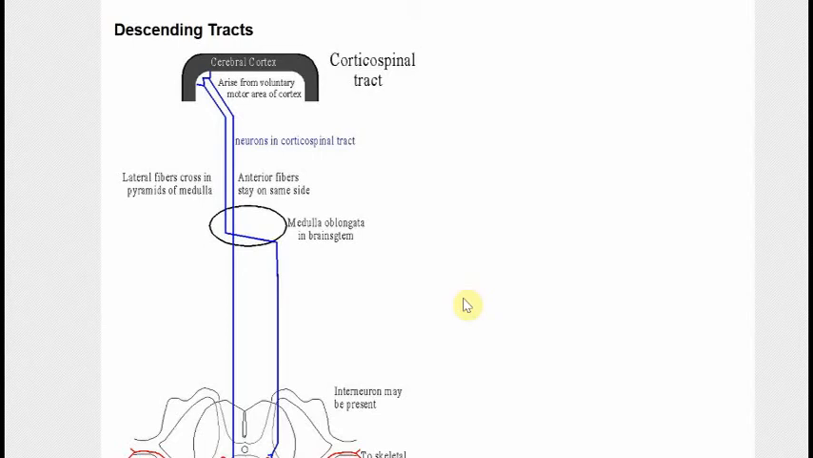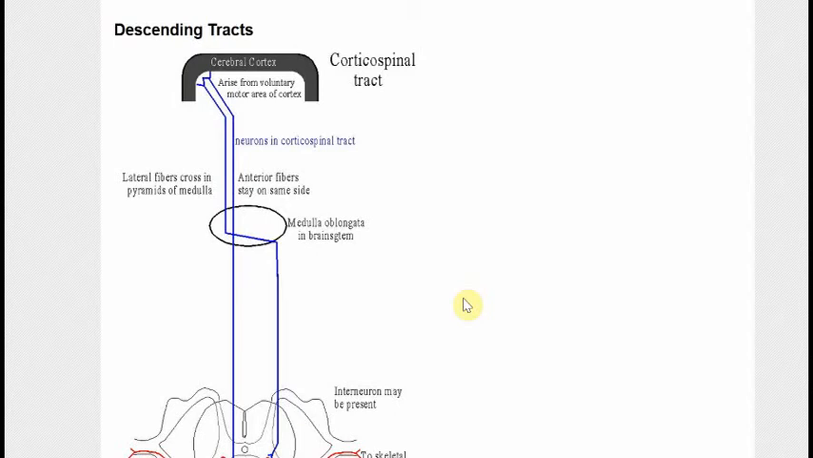Today's episode will be all about the descending tract, in other words, the motor tract of the corticospinal tract. The descending tract is actually easier to remember than the three ascending tracts, which you can see in my other video: the spinocerebellar, the posterior column, and also the spinothalamic tract. Because the descending tract, really there's only one, which is the corticospinal tract.